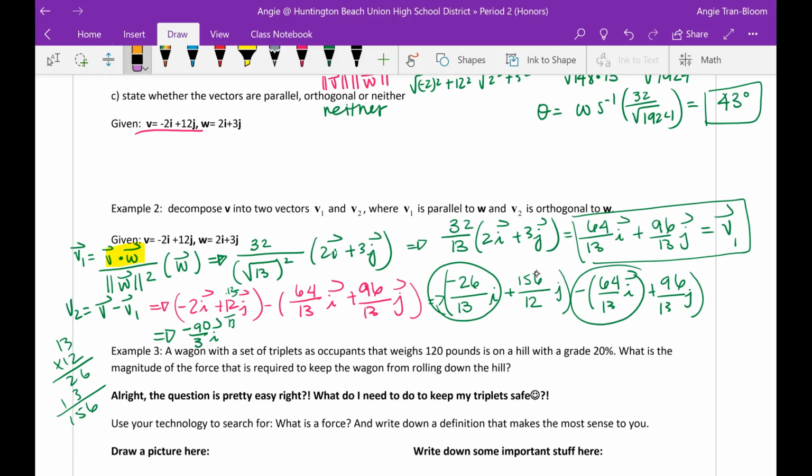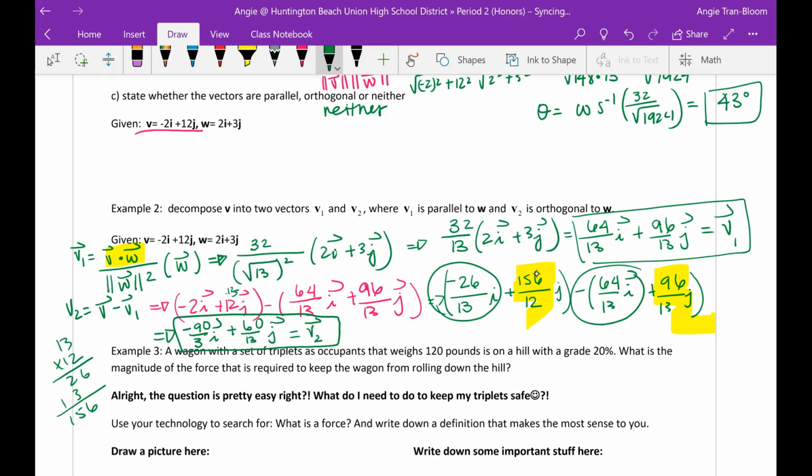Let me erase this so I have more room. And for these two right here, remember I'm subtracting: 156 take away 96, so I have a nice number. That's positive 60 over 13 in the j direction. So this right here, class, is what vector V subscript 2 is.